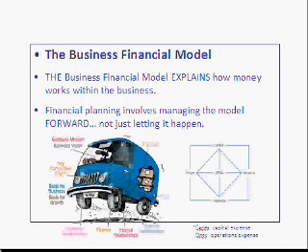The business financial model explains how money works within the business. Financial planning involves managing the model forward, not just letting it happen. There are 5 elements in a business financial model: your CAPEX, capital expense; OPEX, your operations expense. These 2 create your capacity, the extent, the leverage of what your business or your organization can do. And then another element here is your price structures and the expected returns.